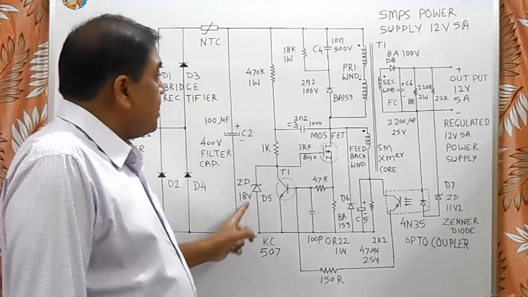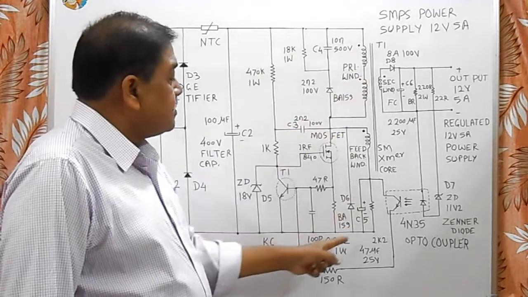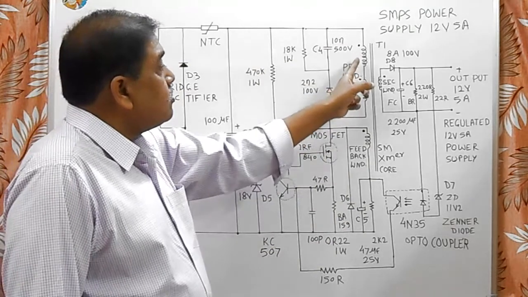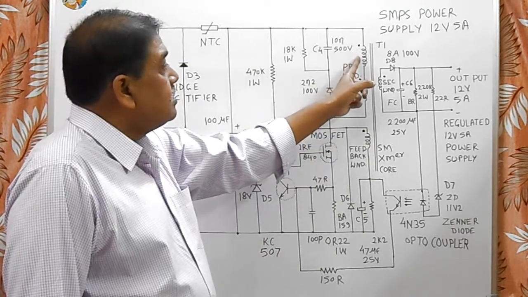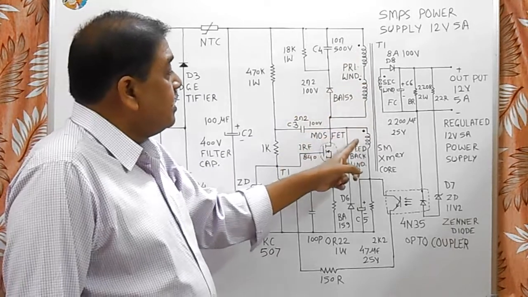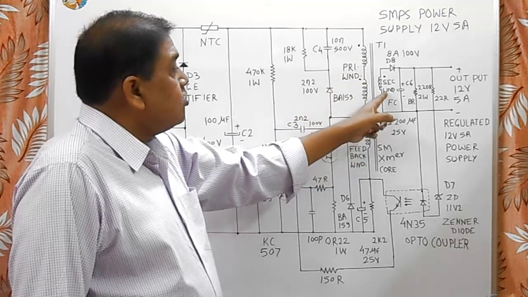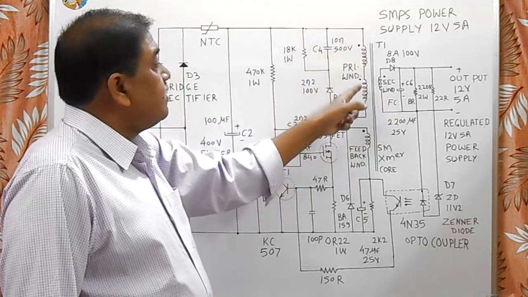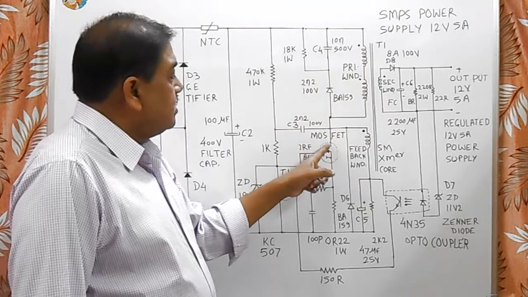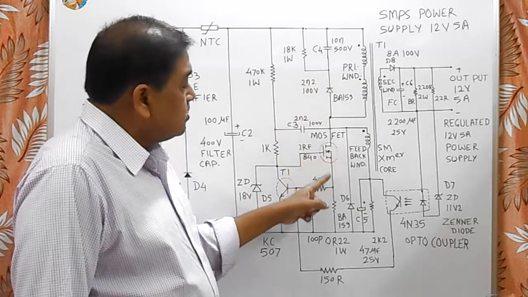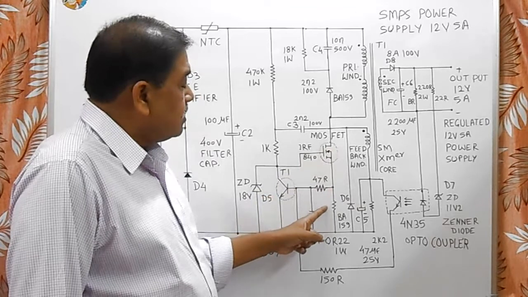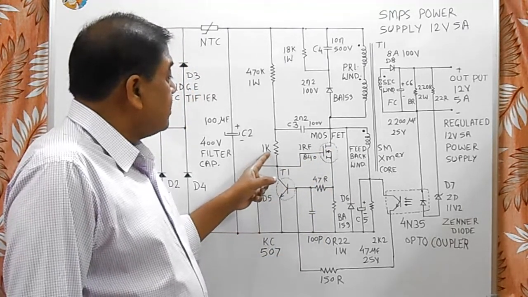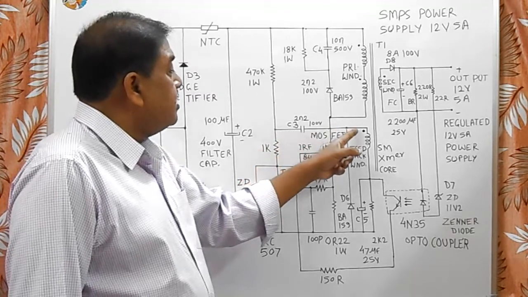Then this part is the main circuit of the SMPS power supply. Here it is the SMPS transformer, primary winding. This is one part, this is the second part, and this is the feedback winding, this is the output winding. Here the power supply positive voltage comes from this winding to the drain of this MOSFET, and the source is connected to the earth with this resistance. This is the gate. It is connected through this 1K resistance and this capacitor to the feedback winding.